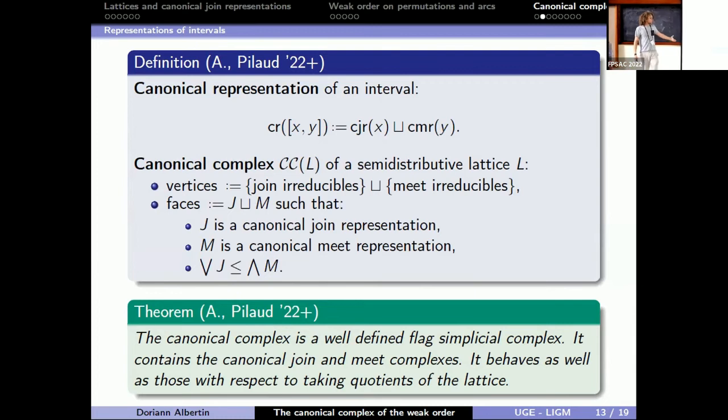And now what we can say is, well, first, it is indeed a simplicial complex. Second, it is flagged as well, just as before. And third, it behaves just as well with taking quotients as the structure we've seen before. So it's a nice extension of everything we've done so far.